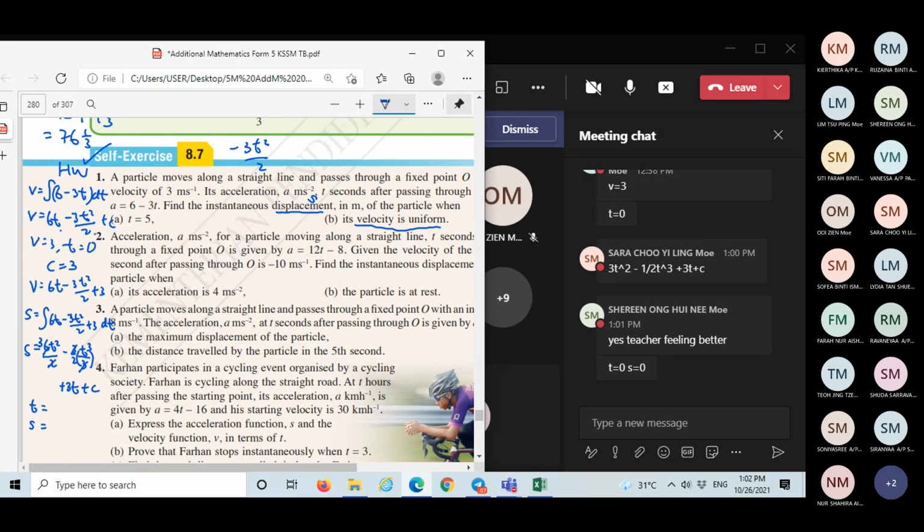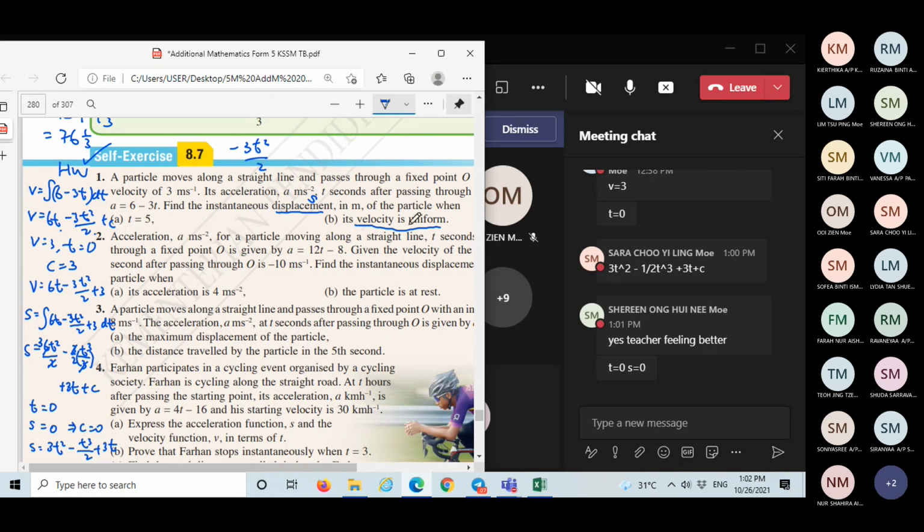Okay, very good. t equals 0, s equals 0. Therefore, C equals 0. Then you can write out your s: 3t squared minus t to power 3 over 2 plus 3t. Okay, part A, no problem, when you want to find the s when t equals 5.